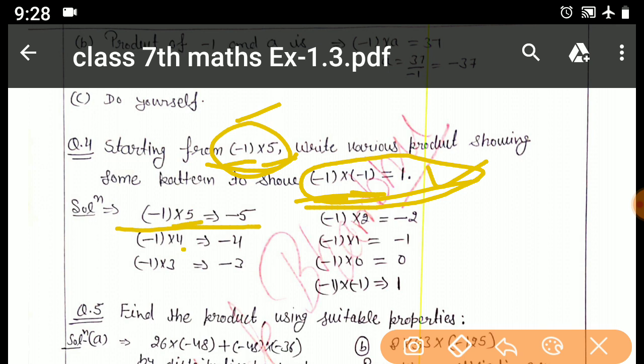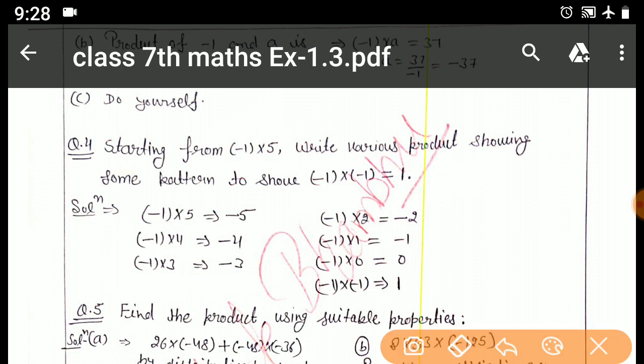Now minus 1 multiplied by 4 gives us minus 4. Minus 1 multiplied by 3 gives us minus 3. And we will decrease this number until we get minus 1 multiplied by minus 1. So minus 1 multiplied by 2 gives us minus 2, and minus 1 multiplied by 1 gives us minus 1. Minus 1 multiplied by 0 gives us 0, and minus 1 multiplied by minus 1 gives us 1.